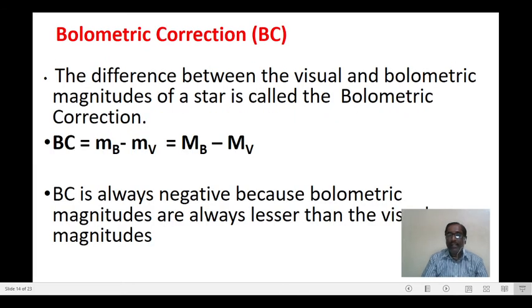Next, bolometric correction. The difference between visual and bolometric magnitudes of a star is called the bolometric correction. So bolometric correction is equal to apparent bolometric magnitude minus apparent visual magnitude, or absolute bolometric magnitude minus absolute visual magnitude. Bolometric correction is always negative because bolometric magnitudes are always lesser than the visual magnitudes.